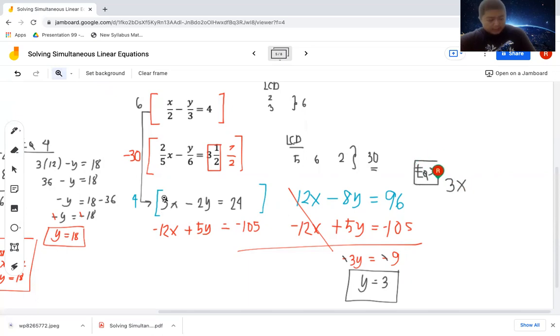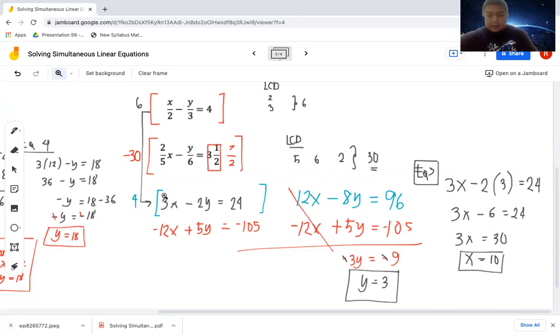I'm going to use 3x minus 2 times the value of y, which is 3. It's said to be equivalent to 24. Okay, so this is going to be 3x minus 6 is equivalent to 24. And then 3x is now equivalent to 30, wherein the value of x is equivalent to 10. So from here, you will now see that the solution is x is equivalent to 10 and y is equivalent to 3.